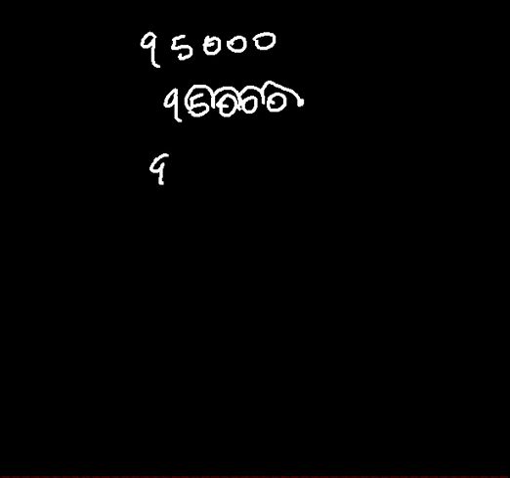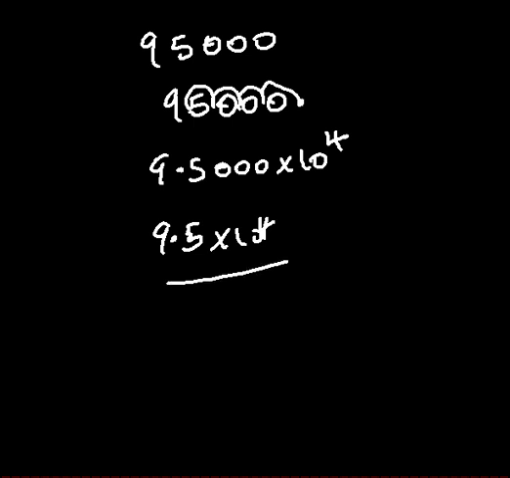Therefore, we'll have 9.5000 times 10 to the power positive 4, since the decimal point has displaced about 4 digits. Of course, this is the same as 9.5 times 10 to the power positive 4. So this is how we can have it.